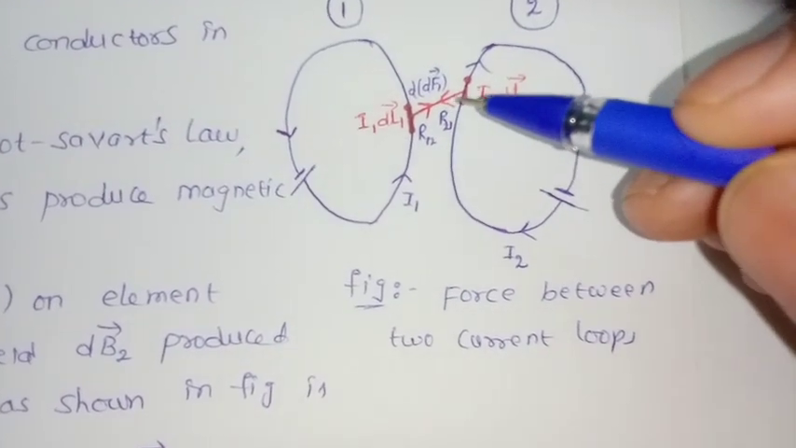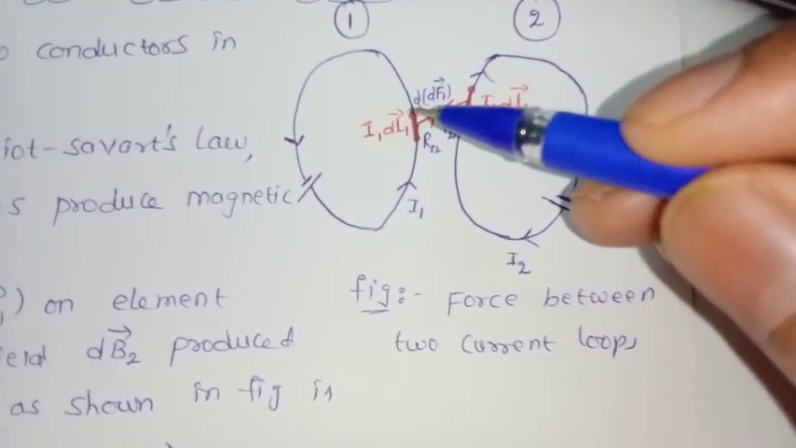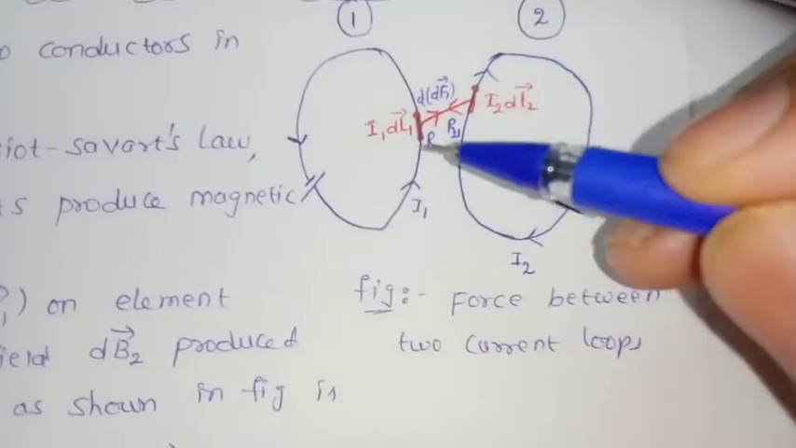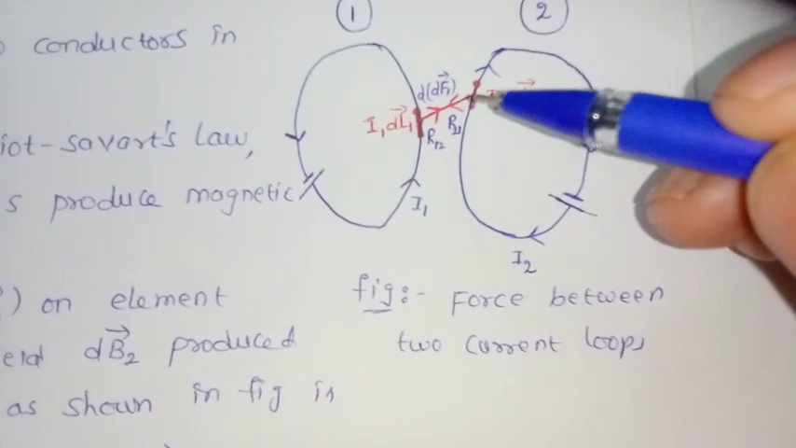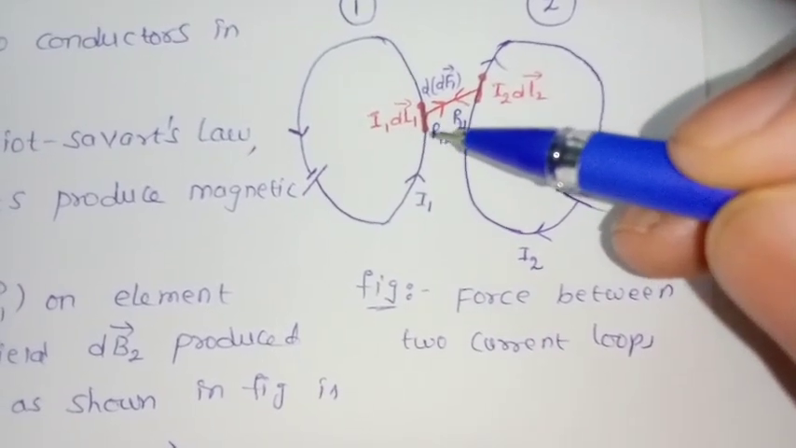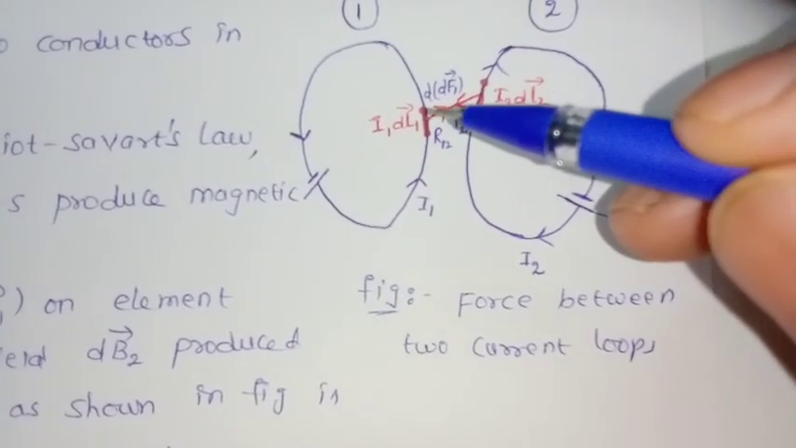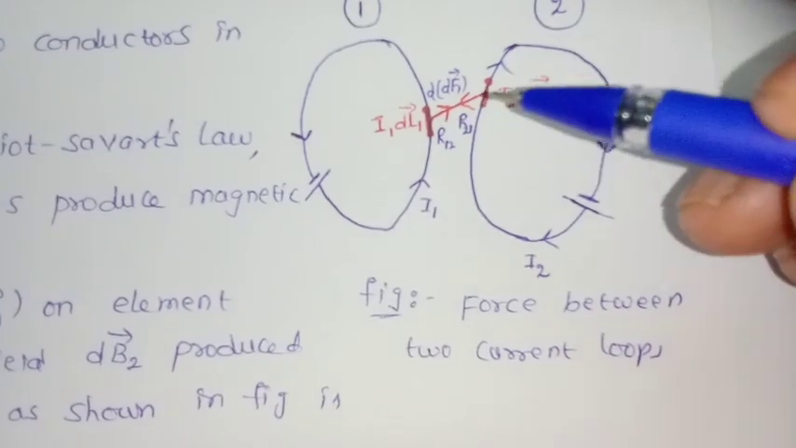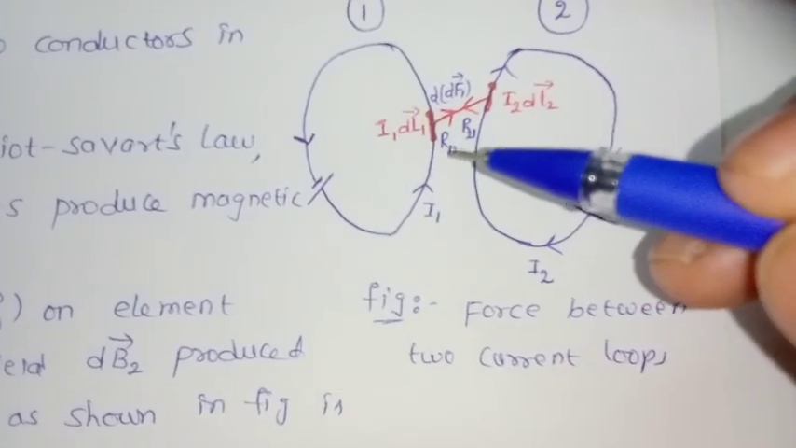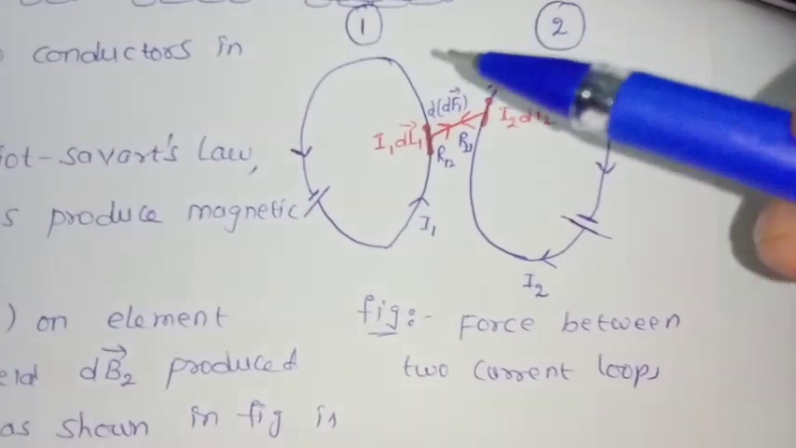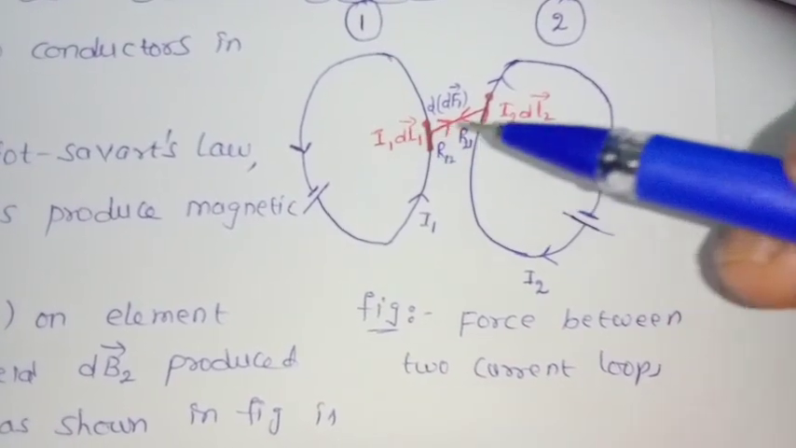Now observe these arrows very carefully. This arrow represents the force on this current element due to this current element. This arrow represents the force on the other current element due to this current element. See the representation, R21, R12. R21 is the distance for the force on this current element due to this current element. Then R12 represents the distance for the force on the other current element due to this one. Is it clear?